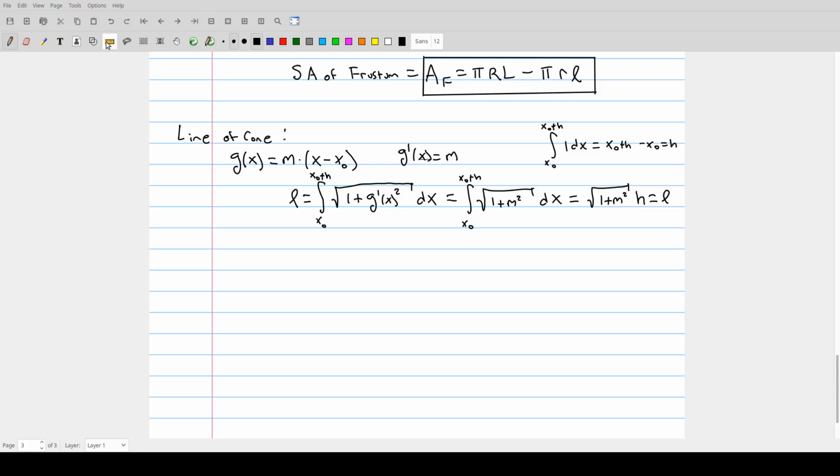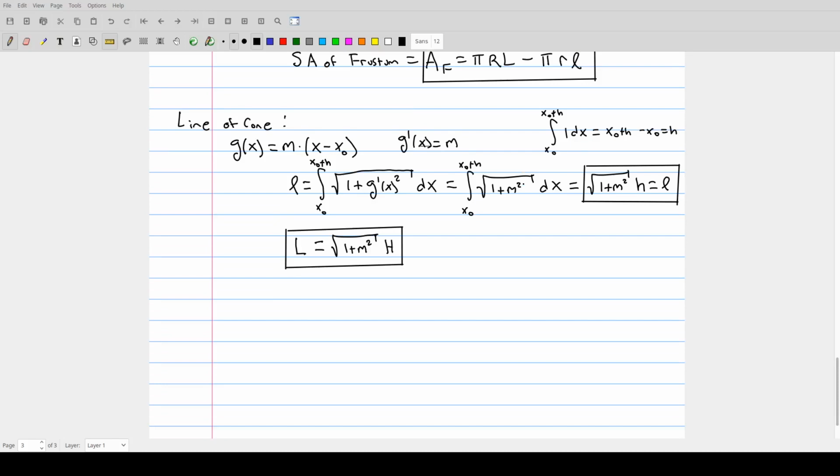And we have a nice expression for the hypotenuse length of this smaller cone, and it turns out that these calculations proceed exactly the same for the hypotenuse length of the larger cone, and we get that capital L, for the larger cone, is going to be the square root of 1 plus m squared times capital H. I encourage you to go through and show that directly as I did up here. It's really the same calculations, just over a larger length.